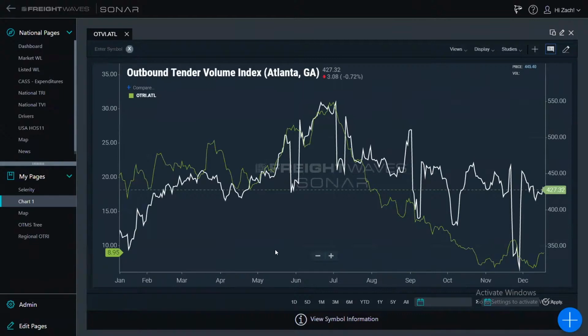I'm going to go ahead and use the dual axis one more time to make a quick comparison since we're on the topic of volume. One of the things I really like to do is compare the outbound tender rejection index and the outbound tender volume index, because volume drives tender rejections to a point, but it does not have a one-to-one relationship with those. I know we've talked about that before, but you can clearly see it now.